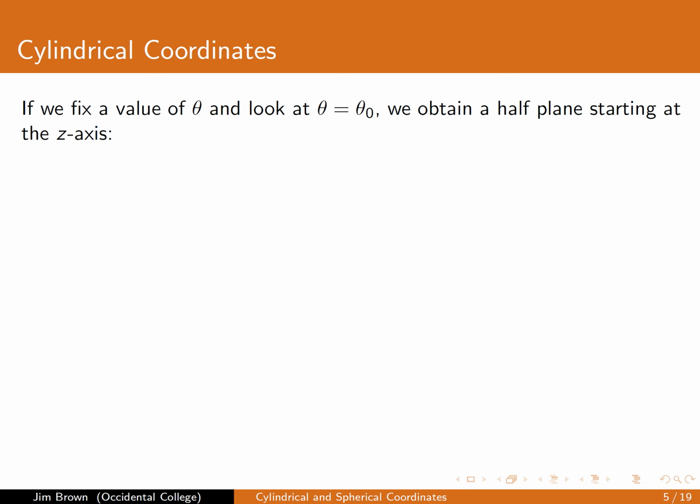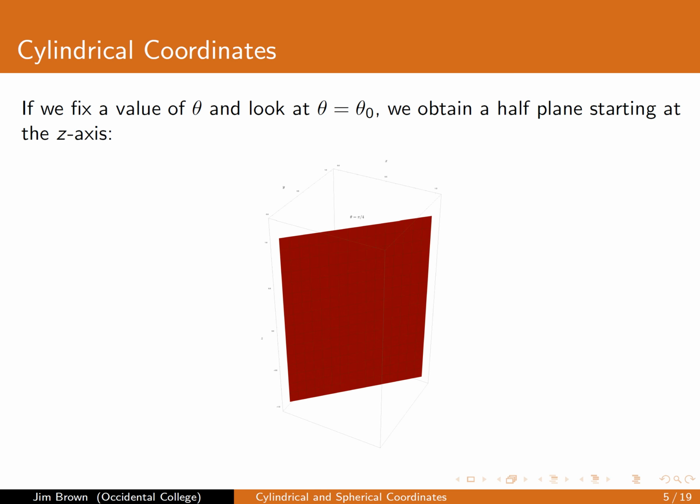Now if we fix the value of theta and just look at theta equals theta 0, we obtain a half plane that starts at the z-axis. So we can see here this is along the z-axis, and then it just goes out in this direction. This is a little small to see here, but this is where theta is equal to pi over 4. So you start at the origin, you just go out pi over 4. It doesn't go in both directions because the other direction would be a different value of theta. So again, if we're just looking at half planes, the cylindrical coordinates will be quite nice to work with.